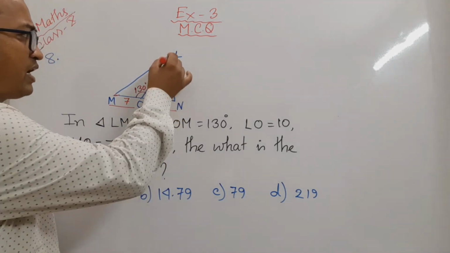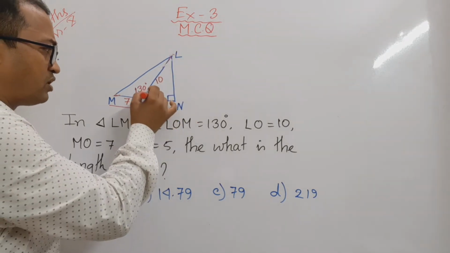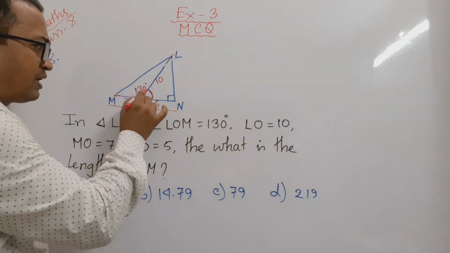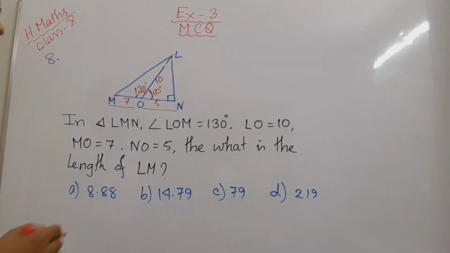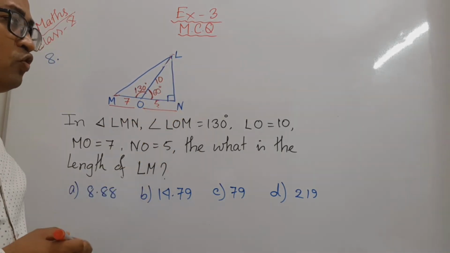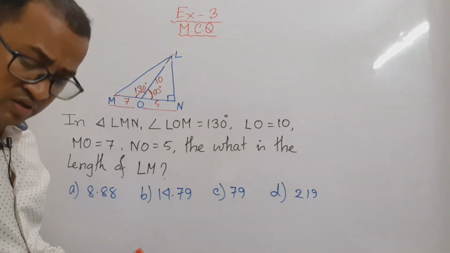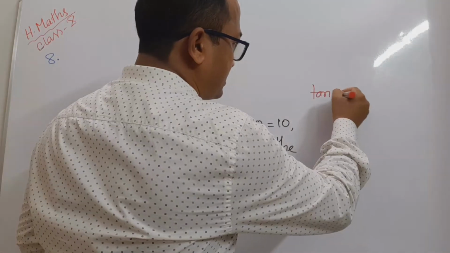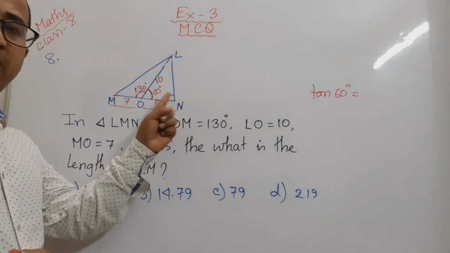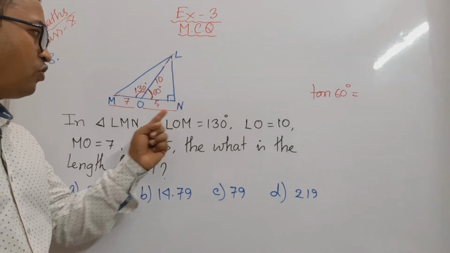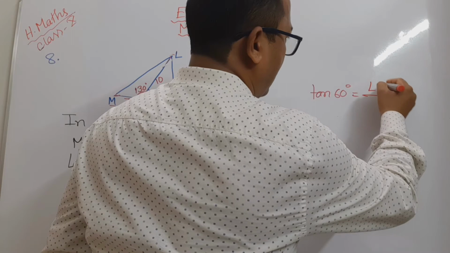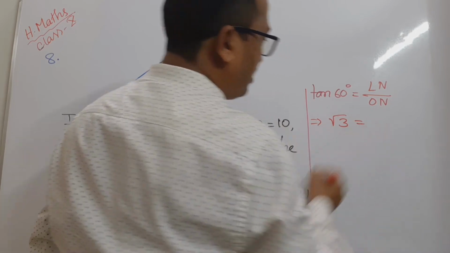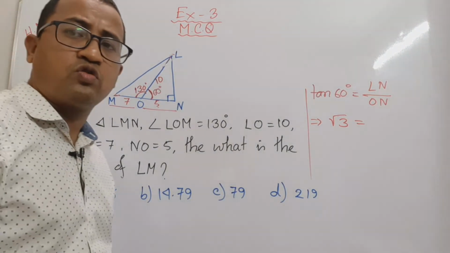Here, if you want to find out the value of LN, you need to know this angle. What is this angle? If this is 120, it must be 60 degree. So in the right angle triangle LNO, we can apply tan theta. I mean tan 60 degree is equal to opposite side by adjacent side, that is LN by ON, and we know tan 60 degree is equal to root over 3.